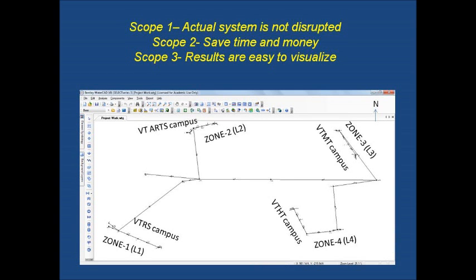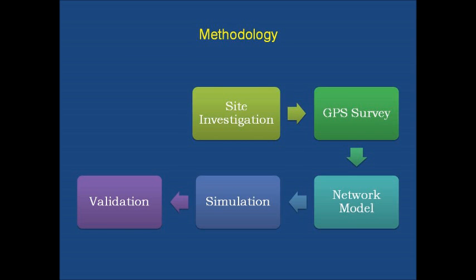The scope of our project: the actual system is not disrupted. We can save time and money. Results are easier to visualize. The methodology of our project is site investigation, GPS survey, network model, simulation, and at last validation.